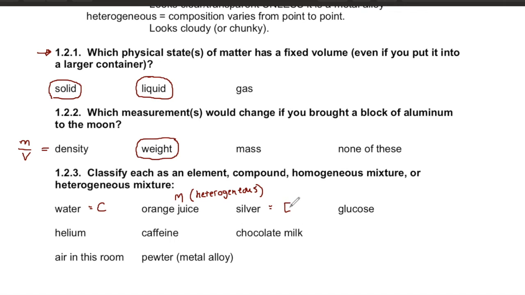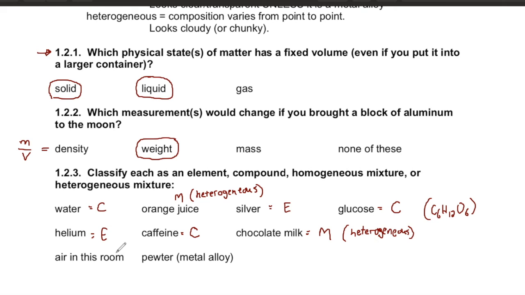Silver is an element. Glucose is a compound. A lot of people know the chemical formula for glucose. Helium is an element. Caffeine is a compound. Even if you don't know the formula, you can look up the formula for caffeine. It is a single substance. You can look up the structure of the molecule. Chocolate milk is a mixture, and again, it's cloudy, so that's heterogeneous.